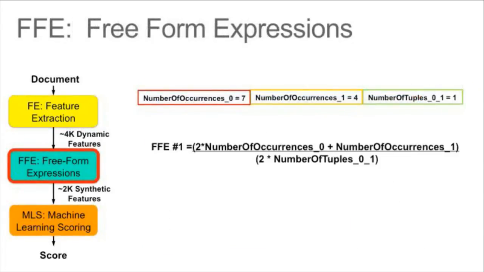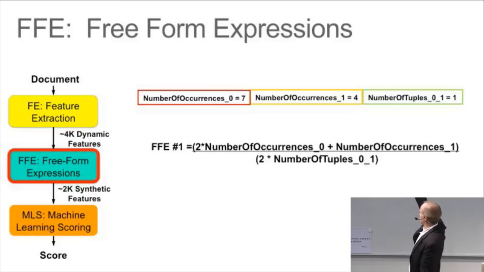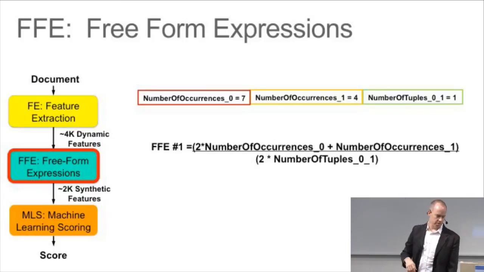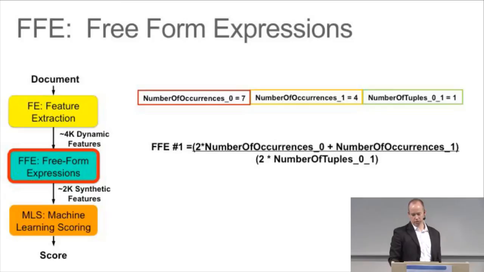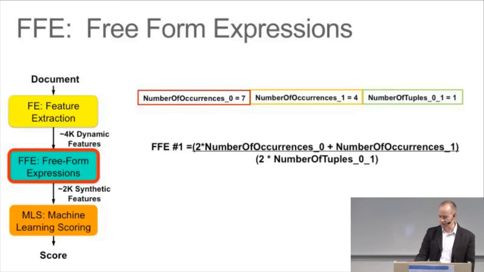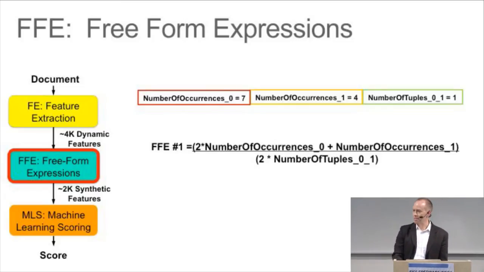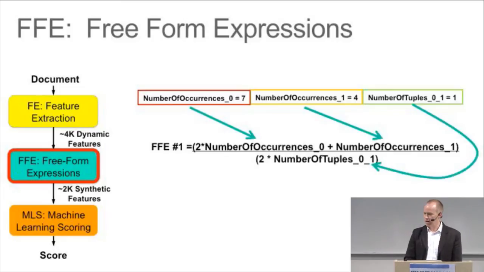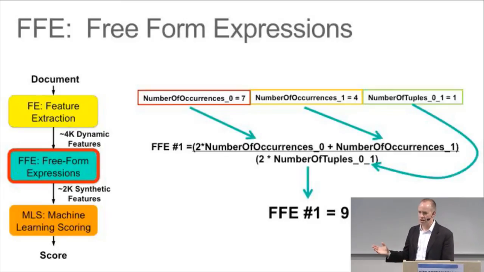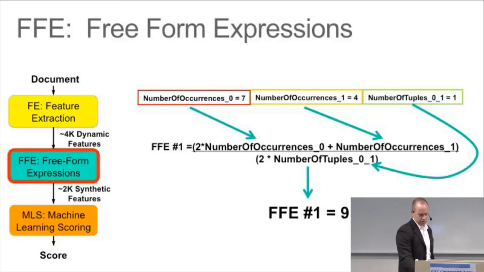Okay, and then for the second stage, freeform expressions, you will just have an arithmetic tree, which will compute a number using some of those features as inputs. So take 2 times number of occurrences 0, add the second value, number of occurrences 1, divide that by 2 times the number of tuples, and then of course you get an answer, which is 9. And of course these are actually floating point numbers, but I made them integers for simplicity. And so now of course you do thousands of these.